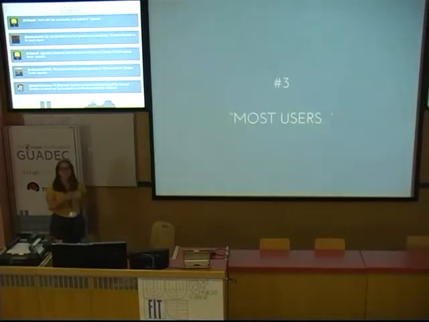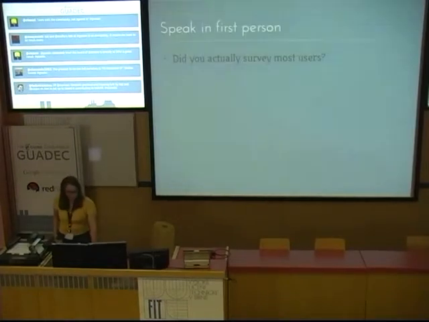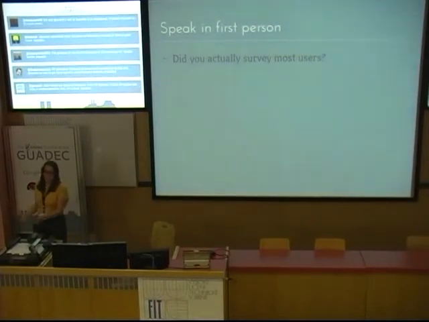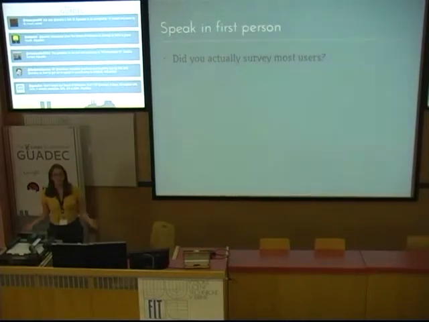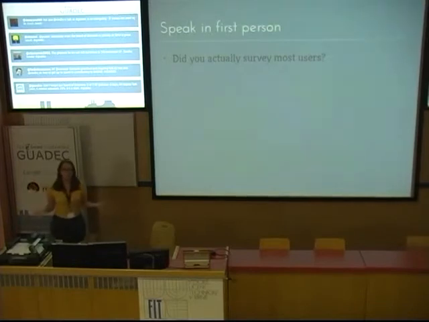The third one is most users. Most users would find this unintuitive. It combines two phrases in one. Or most users, I don't know, would want this button to be somewhere else. And I mean, did you actually talk to most users? Did you actually do a test in your neighborhood and say, okay, most users definitely don't like this in my neighborhood? And then it would be most users in your neighborhood, but not most users at all.